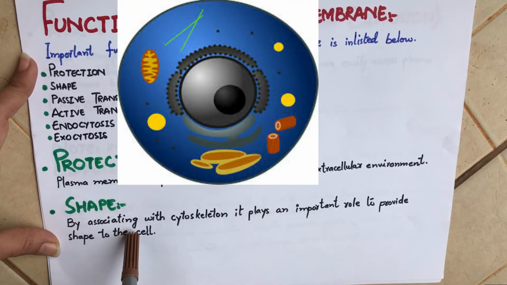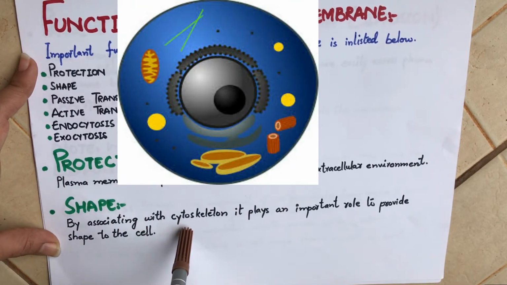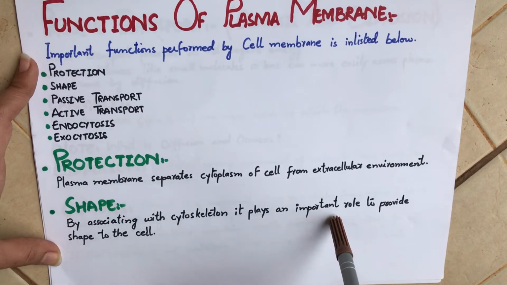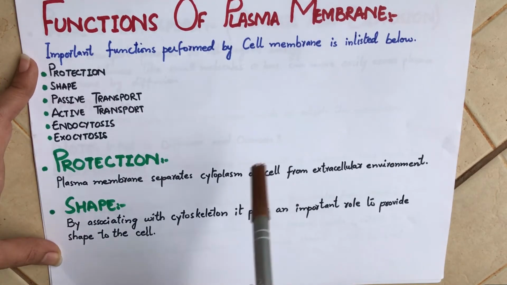Shape. By associating with the cytoskeleton. Cytoskeleton is a structure present in the cytoplasm. We will discuss it later in our videos. It plays an important role in providing shape to the cell.